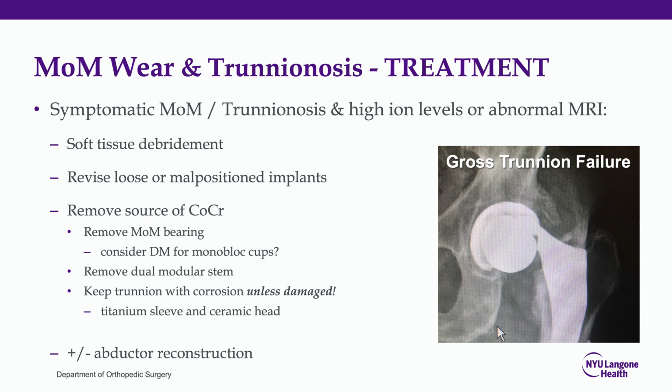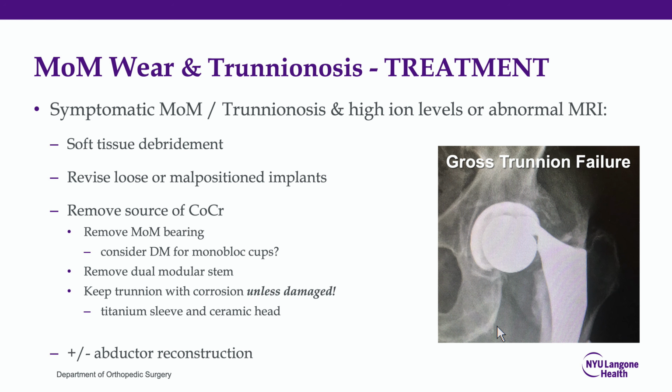If you have a dual modular stem, that's going to have to come out. These cases sometimes require extended trochanteric osteotomies for stem removal. If the problem is just trunnion corrosion, taper corrosion, usually you can keep the trunnion and retain the femoral component unless the trunnion has been damaged. Obviously, in the case shown here with gross trunnion failure, this femoral component has to come out.